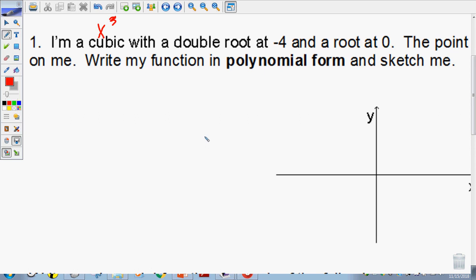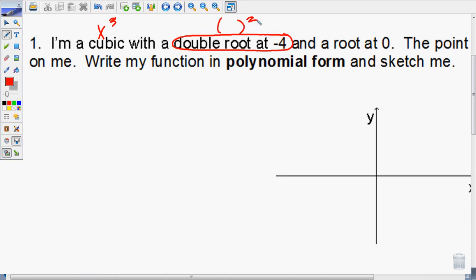It means that it's x to the third, and I have a double root at -4. So this double root means what? X squared. It's going to be a squared factor, so my factor is going to have to be squared. And then a root, a is for a single term, right? Yeah. So this factor is just a single factor.